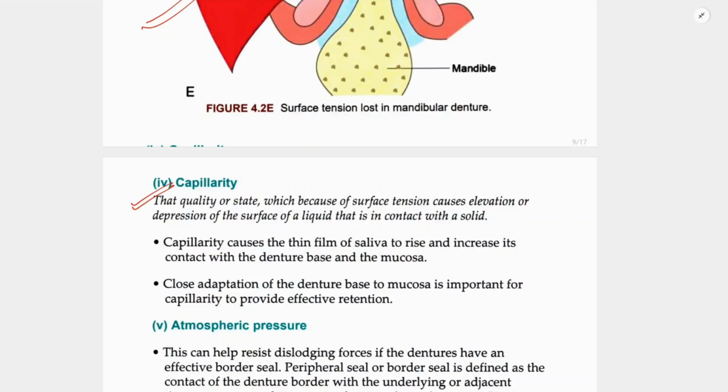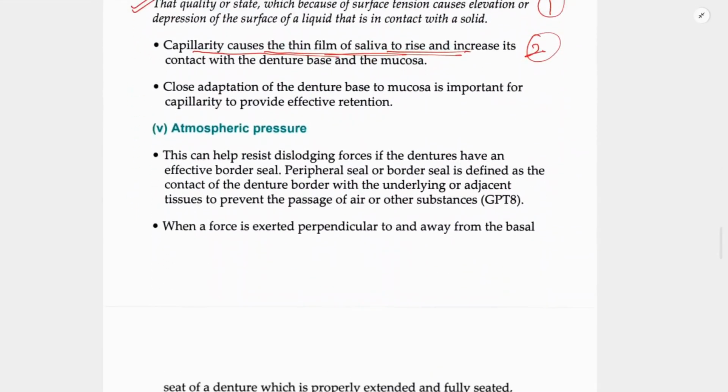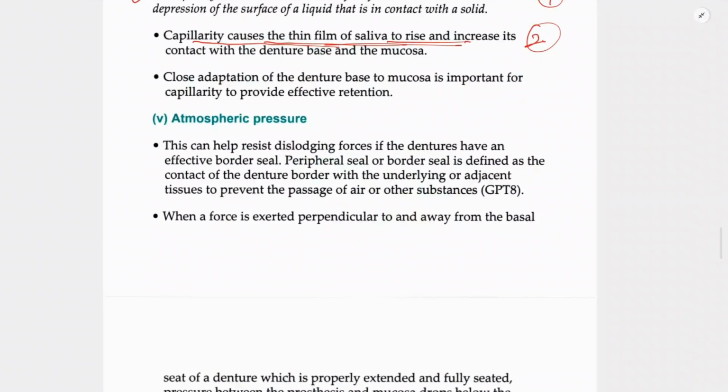So over here, the 2 points which is important is one is the definition, second is capillarity causes the thin film of saliva to rise and increase its contact with the denture base and mucosa. Next is the atmospheric pressure. What is atmospheric pressure? Nothing, but this can help resist dislodging forces if the denture have an effective border seal.